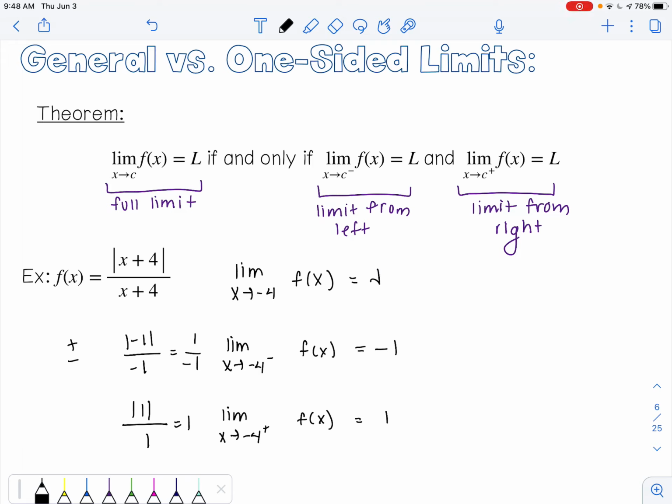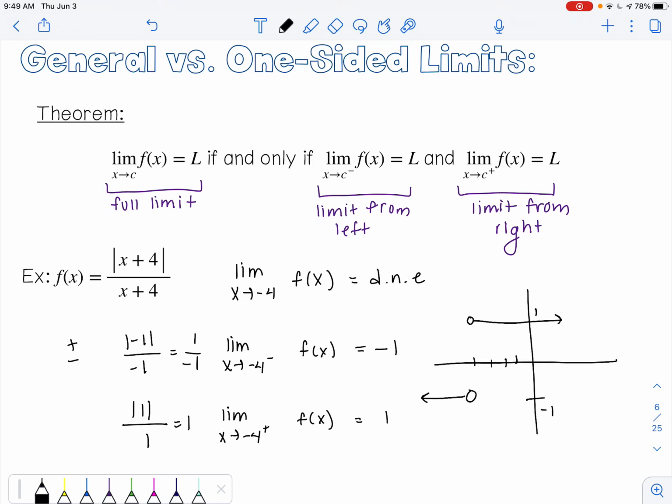Because on the left we approach negative 1 and on the right we approach positive 1, the overall limit does not exist. College Board loves this function, and it's helpful to know what it looks like. It's not defined at negative 4, but to the left of negative 4 it's always going to equal negative 1, and to the right of negative 4 it always equals positive 1. Excuse how poorly drawn my graph is. There we go, that's what that function looks like.